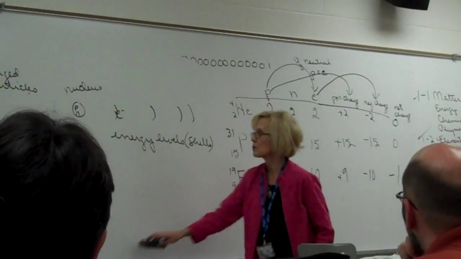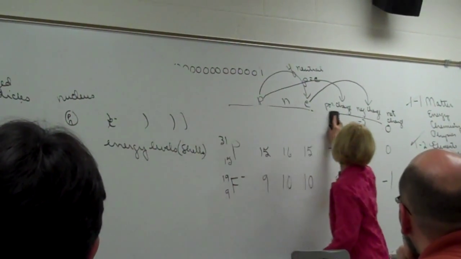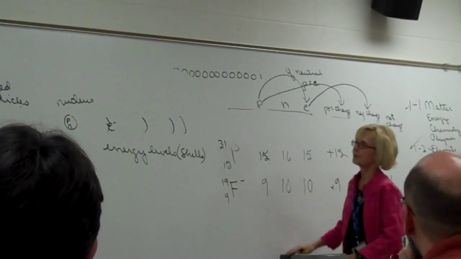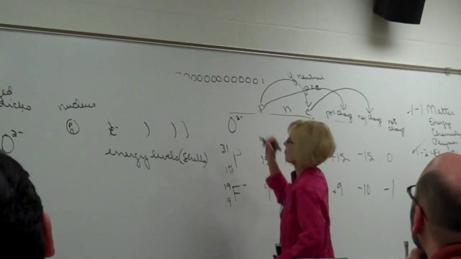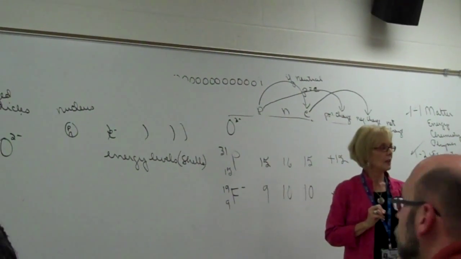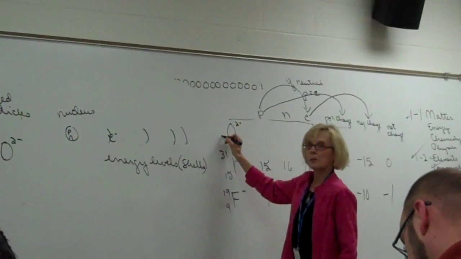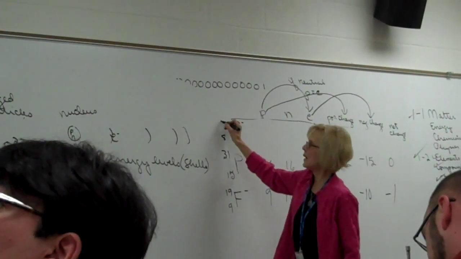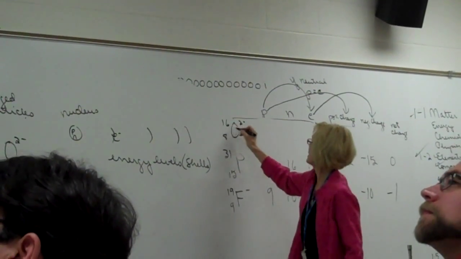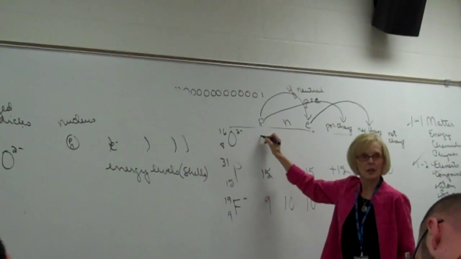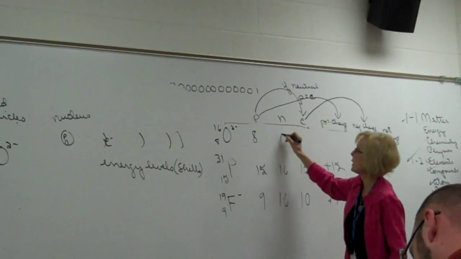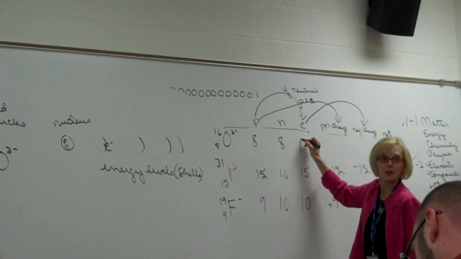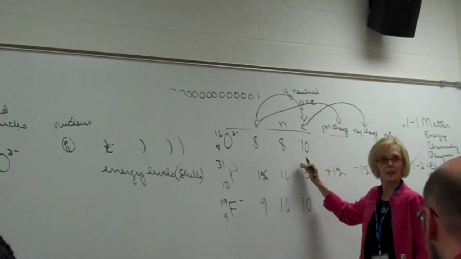Now, by popular demand, let's do it when it's -2. Okay, tell me the atomic number. Somebody shout it out. 8. What's the atomic mass to the nearest whole number? 16. Okay, let's hit it. How many protons? 8. How many neutrons? 8. How many electrons? 10. Good.